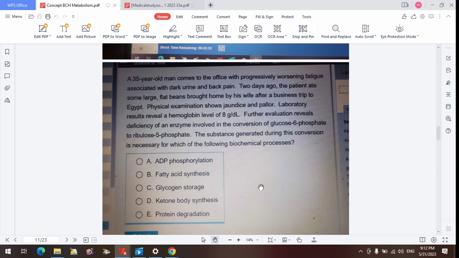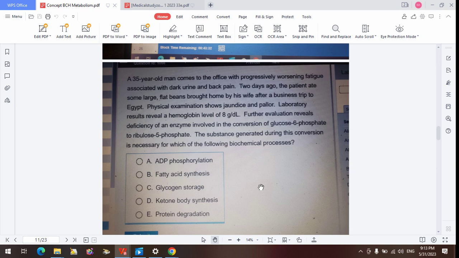Is it NADPH? We are generating NADPH. This is talking about the HMP shunt. So, Dr. Precious, before you came, we talked about the HMP shunt or the pentose phosphate pathway. It takes glucose 6-phosphate to 6-phosphogluconolactone. That process is going to generate NADPH.